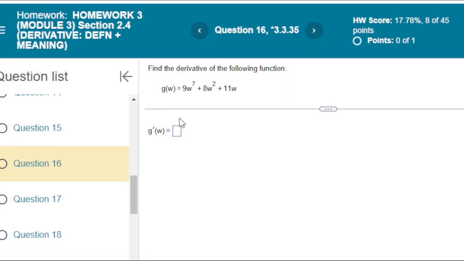All right, what about this one? If g of w equals this, what is g prime of w? What's the derivative of this function? Now here, our independent variable is not x or t, it's w. And by the way, our original function here, we're not calling it f, we're calling it g. But what's g prime of w?